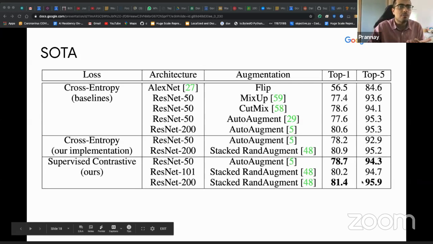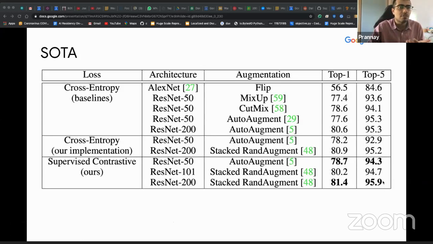And so on top 5 we have a state of the art number used on ResNet 200 with the augmentation stacked RandAugment. And I can go into details of what this augmentation really is later, but basically it's just a stronger augmentation than RandAugment with color jittering and blurs. And we also have similar numbers using AutoAugment on ResNet 50.